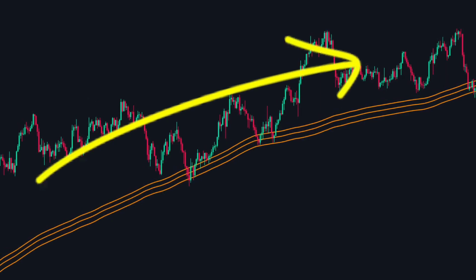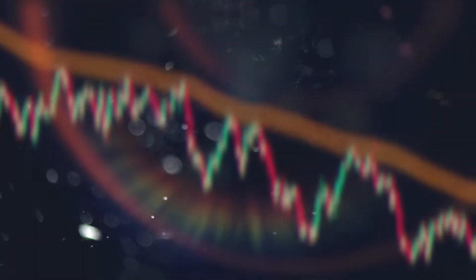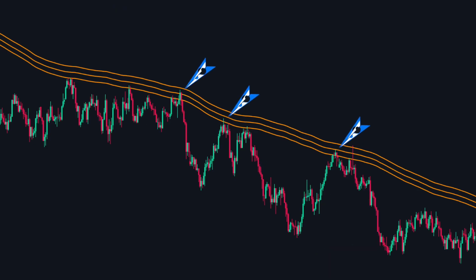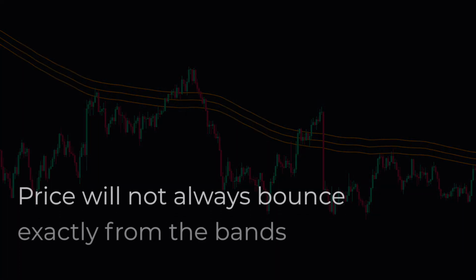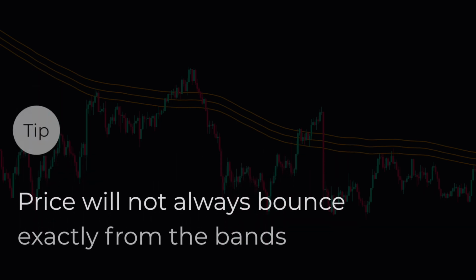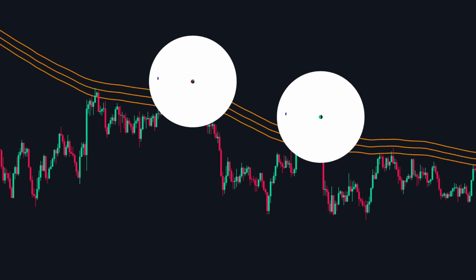In an uptrend, we often see that the price pulls back to these moving averages and finds support. Similarly, in a downtrend, the price pulls back to these moving averages and finds resistance. A point worth remembering here is that price will not always bounce exactly from the bands. Sometimes the price goes deeper before reversing.